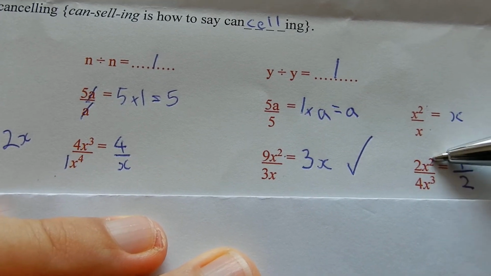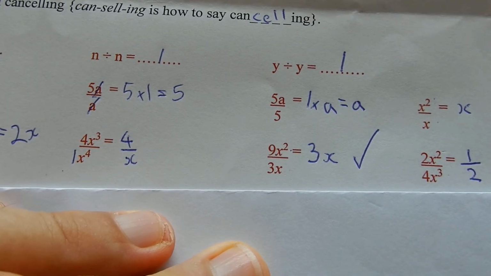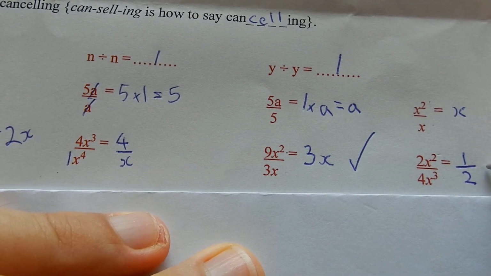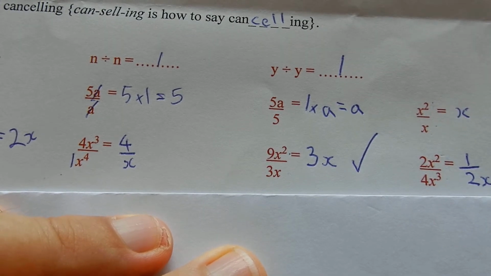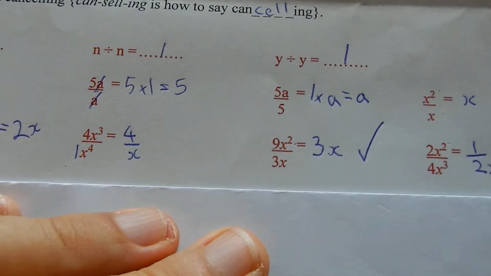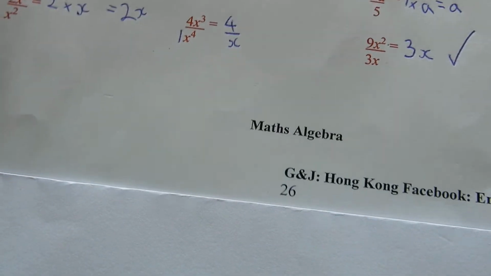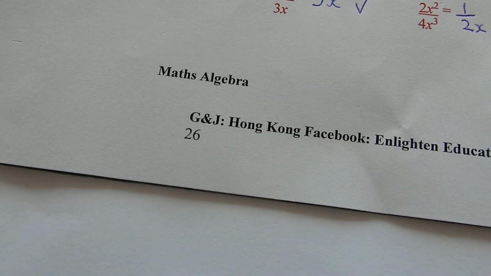Now, with the letters, you've got x times x divided by x times x times x. There's 1 more x on the bottom. There's going to end up 1 more x on the bottom as well. There we go. That's your answer. Tick! Any more? Oh no, that's the end. These are my worksheets. That's page 26.